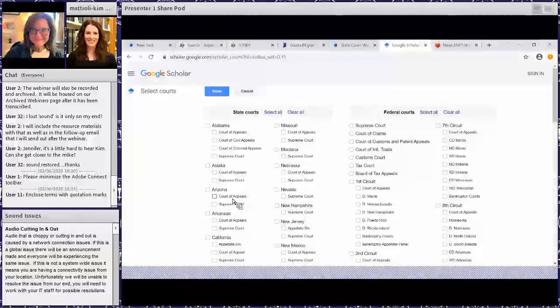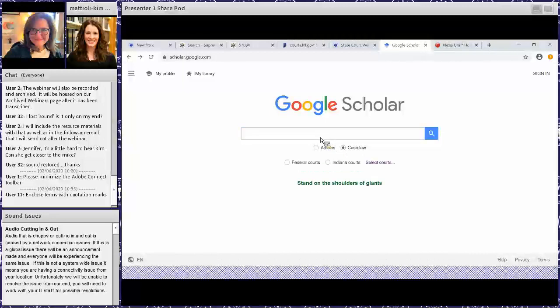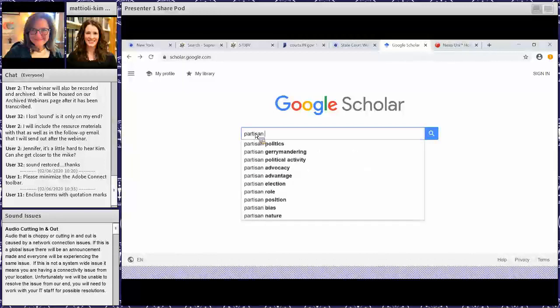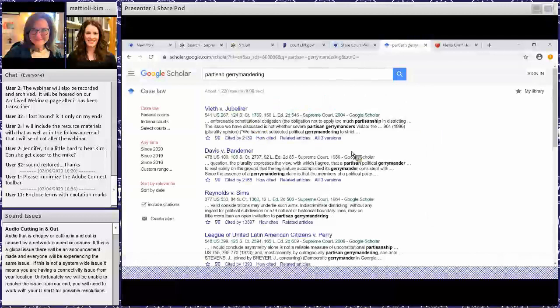So, you can look at the state and see that you can look for Court of Appeals or Supreme Court from Arizona, and then you can go to the 7th Circuit and see all of the different districts from the different states that are within the 7th Circuit. So it's a nice visualization. I'm actually going to go back, though, and leave the jurisdiction blank and just do a pretty basic search for partisan gerrymandering.